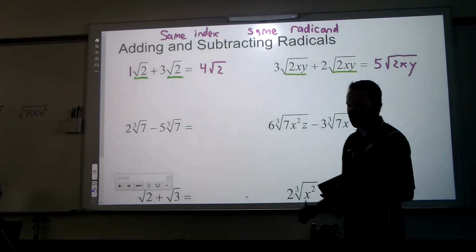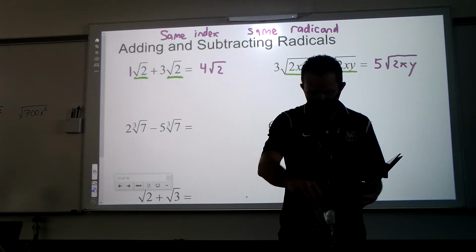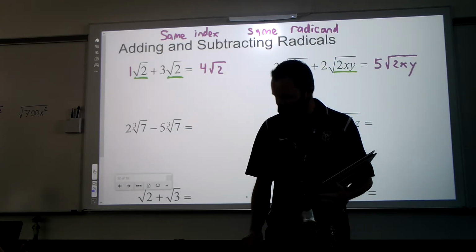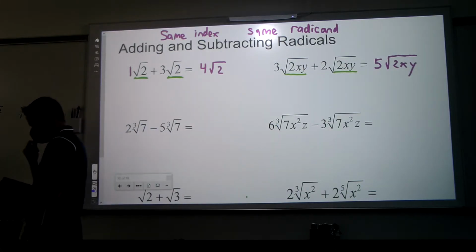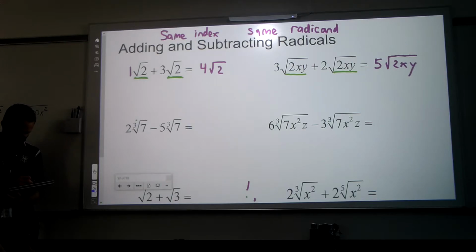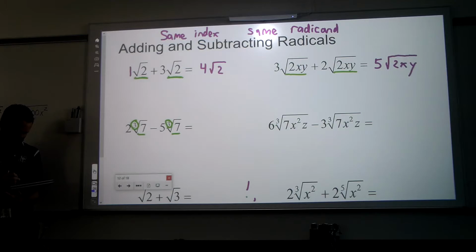Okay, let's jump down to this next one here. We're going to send this one to Mindy. Can you combine those? Yes. How come? Because they have the same index and the same radicand. So in that case, you just combine their coefficients. What would you get? Negative 3 cube root of 7. Good job.